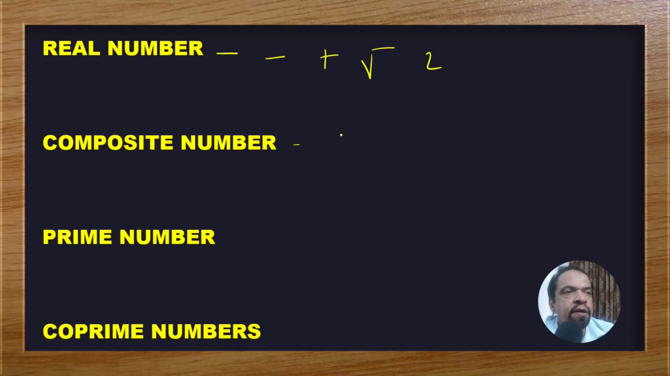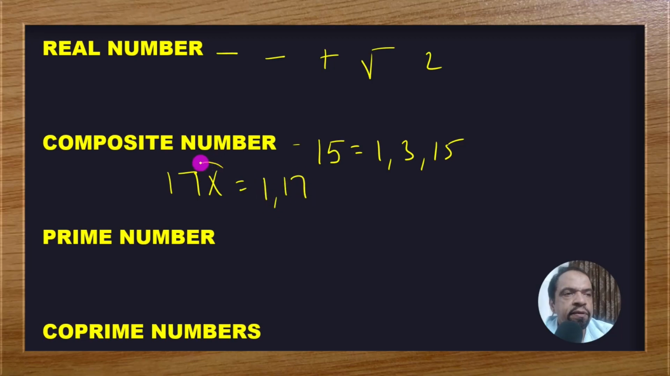Composite number: the numbers having more than two factors. For example, 15. Factors are 1, 3, 5. More than two factors, so it is composite. And 17 is not composite because it has only one and itself, so it is not a composite number. Only two factors. More than two factors means composite.